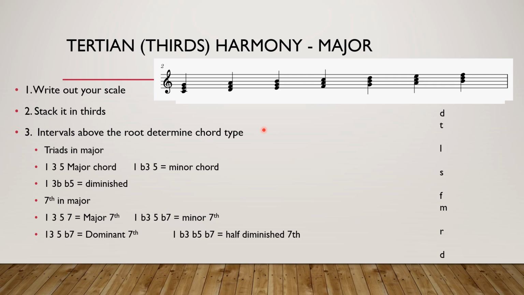Sorry, let's go again. We've got do, mi, so, mi, do. 1 major. Fa, la, do, la, fa. 4 major. So, ti, re, ti, so. 5 major. Those are our major chords. Our minor chords are re, fa, la, fa, re. Mi, so, ti, so, mi. La, do, mi, do, la. Those are minor chords.